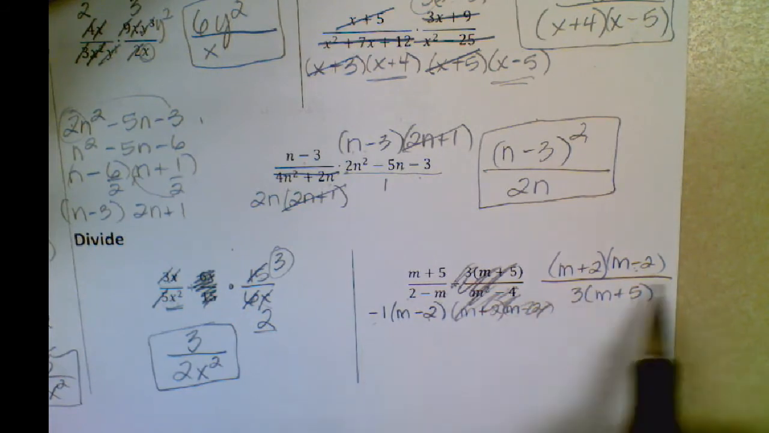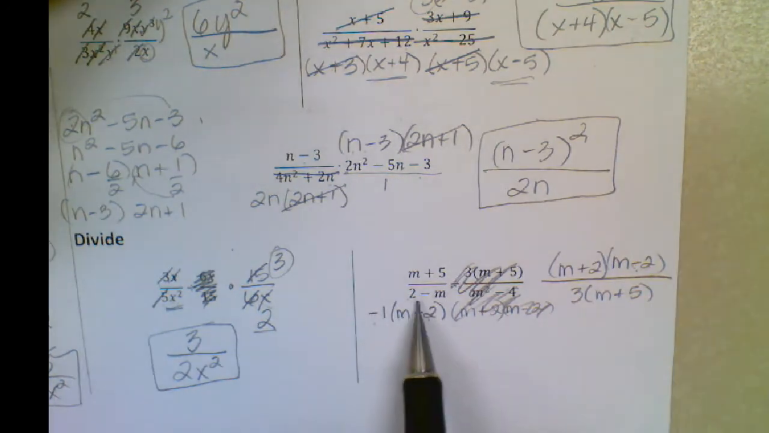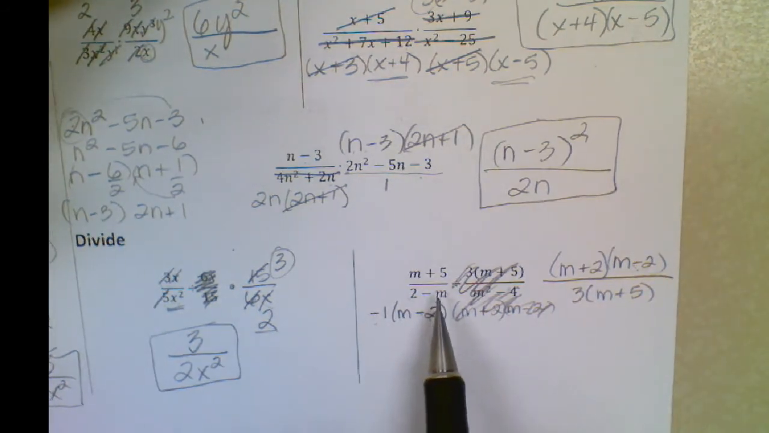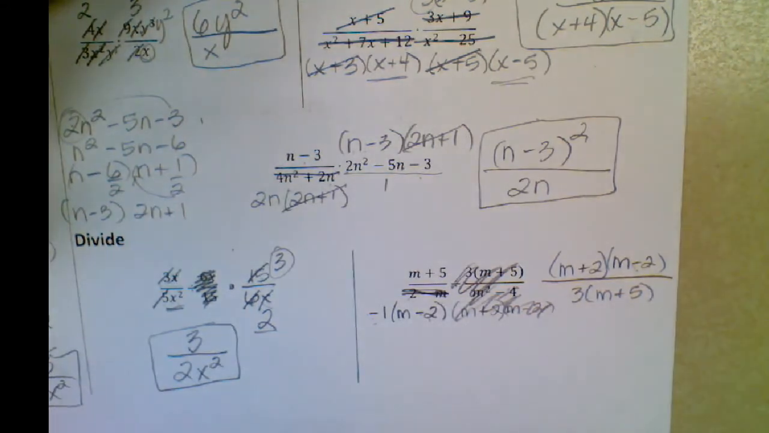That will allow us to cancel those m minus 2's. If we didn't do that, this is not the same factor. The signs are opposite, and so it's not the same. So you'll see that fairly often in rational expressions, and all you have to do is just take that -1 out, and then you're good to go.